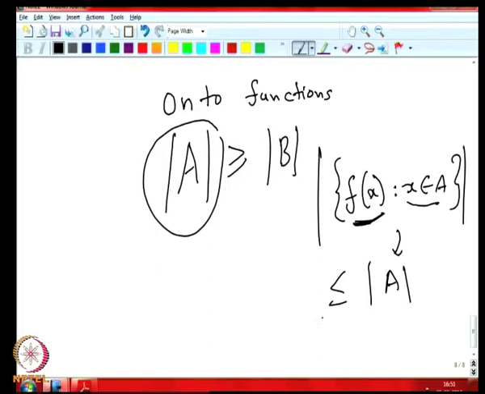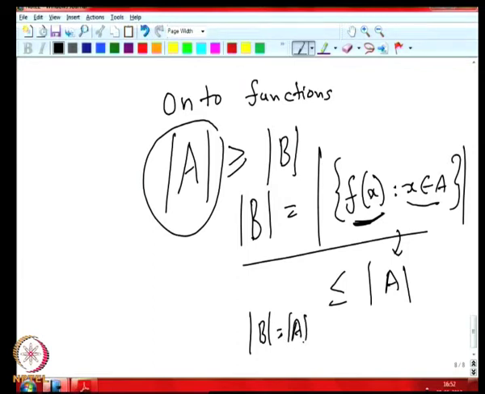If it is an onto function, we know that this has to be at least B, because every member of B has got one pre-image. Actually this is B. This is B is what we told, if every member has got one pre-image, if it is an onto function. So when it is an onto and into function, then B equal to A is what we told.